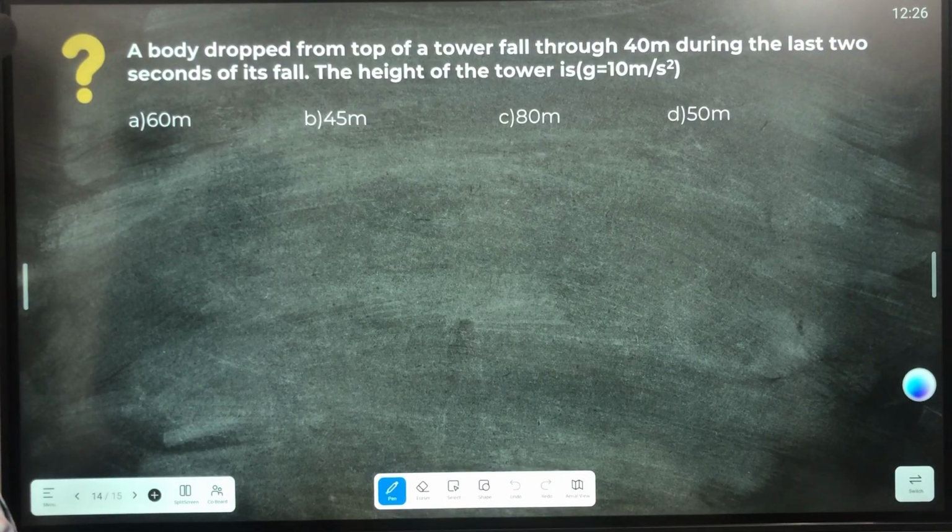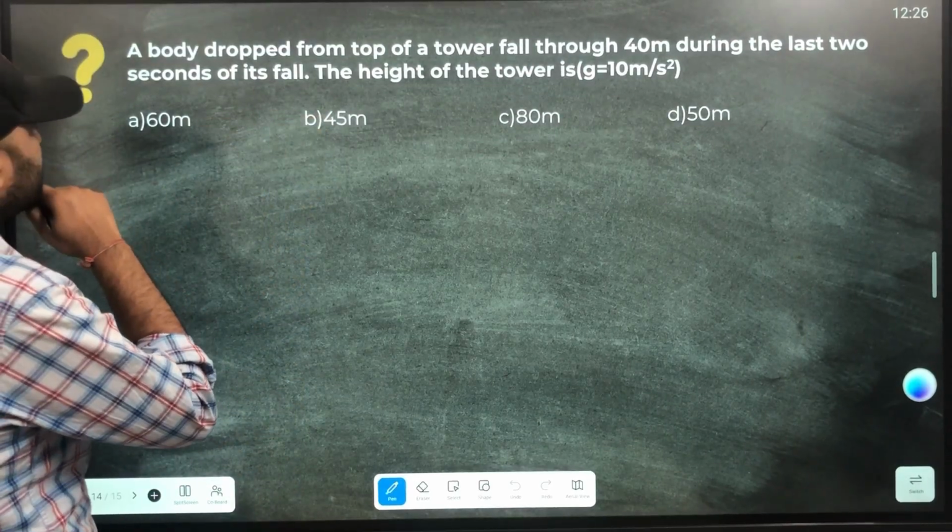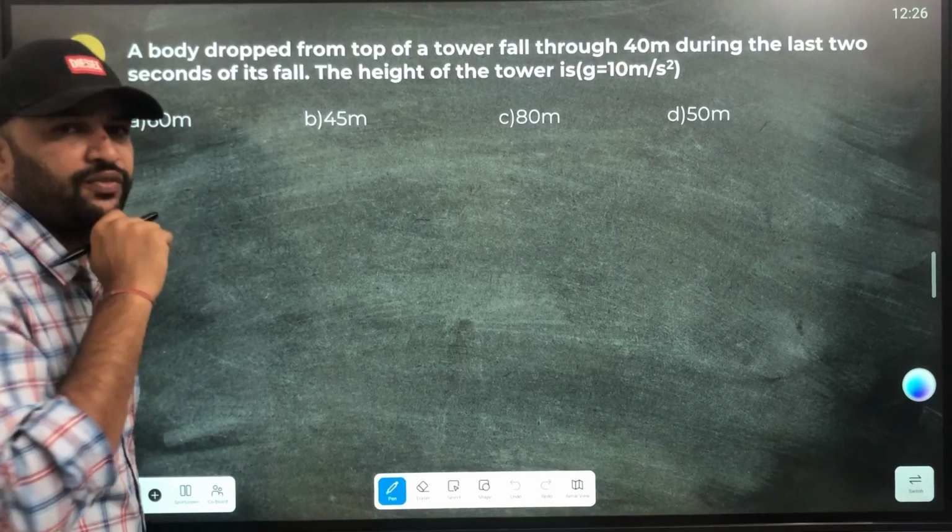A body dropped from the top of a tower falls through 40 meters during the last 2 seconds of its fall. The height of the tower, you have to find.